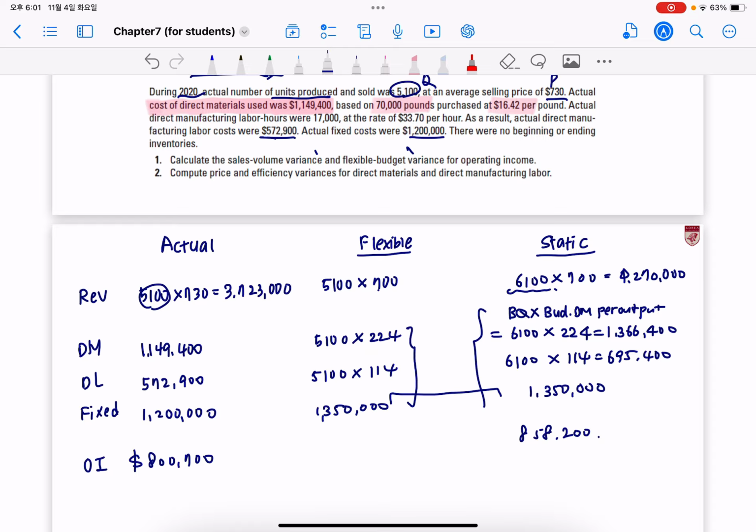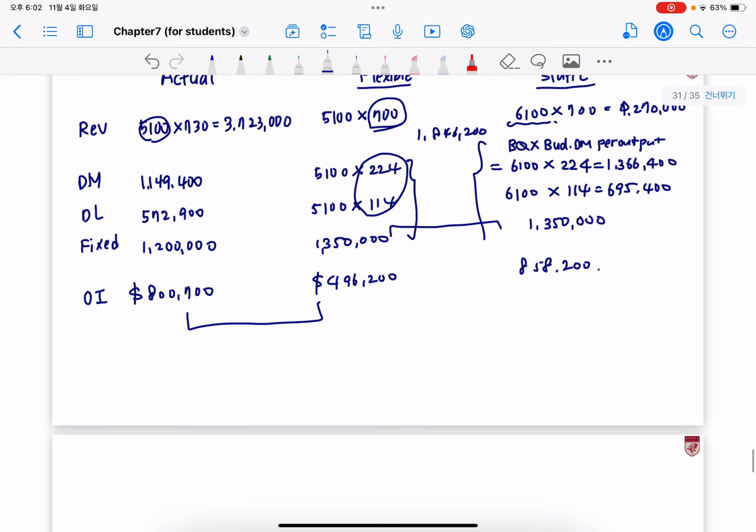All right, so let us deduct these costs from revenue. For simplicity, let us first deduct the direct costs from revenue. So that's going to be 1,846,200, and then we're going to further deduct the fixed cost. Okay, so then we will have 496,200. All right, are we done here?